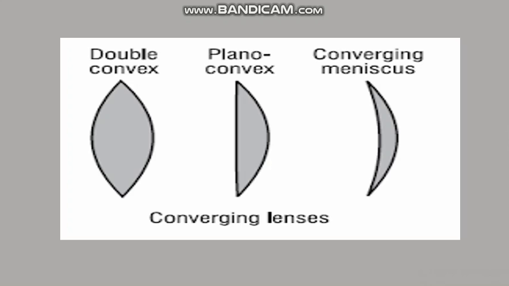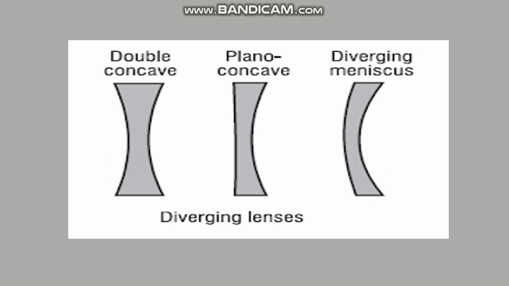There are two main kinds of lens. One is the converging lens. The converging lens is also divided into three parts: double convex lens, plano convex lens, and converging meniscus lens. And the other is the diverging lens, which is also further divided into double concave lens, plano concave lens, and diverging meniscus lens.